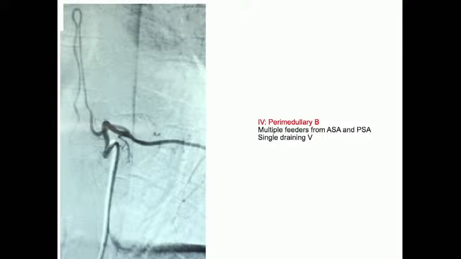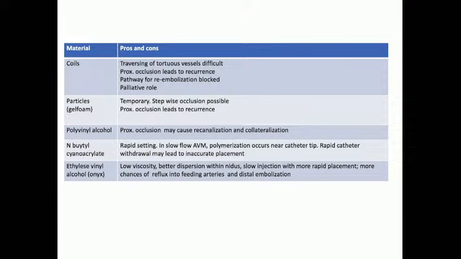Now a little bit about coils, because you keep hearing about coils, but what is the role of coils? Supposing you put in just coils. The problem is that traversing these tortuous vessels is extremely difficult with coils. The second is, if you have proximal occlusion, that means you have blocked your point of entry into the arteriovenous malformation. The third problem about the coil is that the pathway for reembolization is blocked. So it has only a palliative role and it can only work in large vessels.